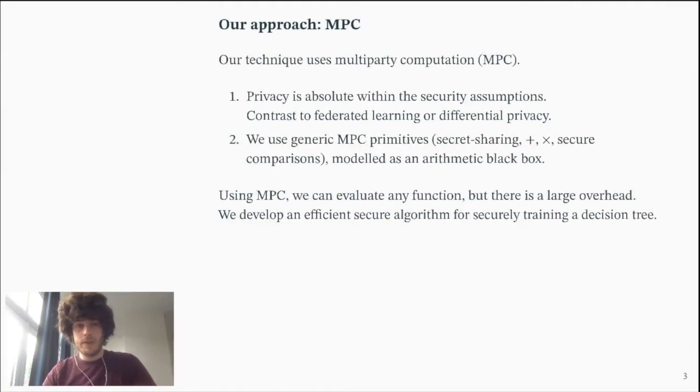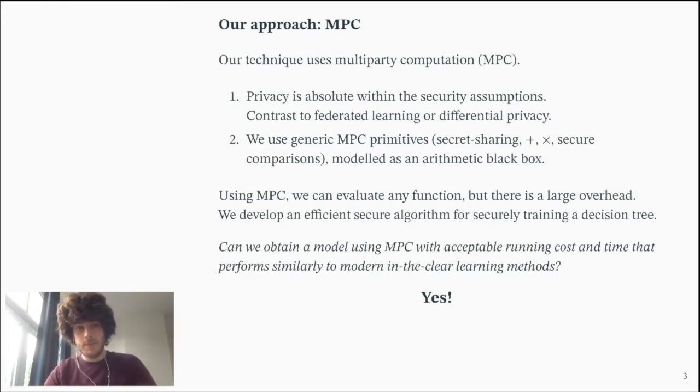So we can evaluate any function using MPC, but there's a large overhead. So if an algorithm takes 1 second to run on your local machine in the clear, then using MPC, the same protocol might take days. So there's a big incentive to develop efficient algorithms because the running cost overheads are large. So we developed a secure algorithm for training a decision tree, and we wondered, is this good enough, basically? Do we get an acceptable running cost and time, and then the resulting model, is it going to be similar to in the clear learning methods? And as we shall see later in this talk, we found the answer to be yes.